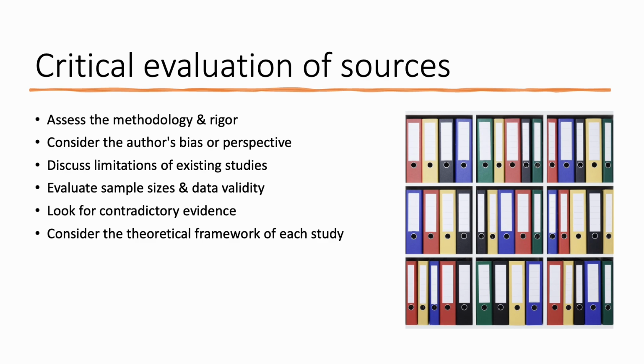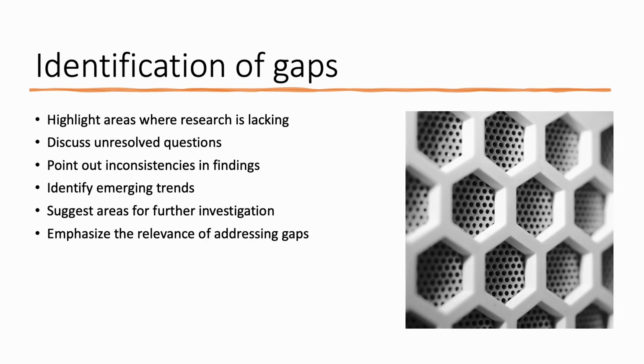One of the key aspects of a literature review is to help identify the gaps. So these gaps are often where you are trying to do your research, or where research is lacking and where potential future other research might happen. So are there any unresolved questions or inconsistencies in the findings? These might be an area that you might want to investigate further.